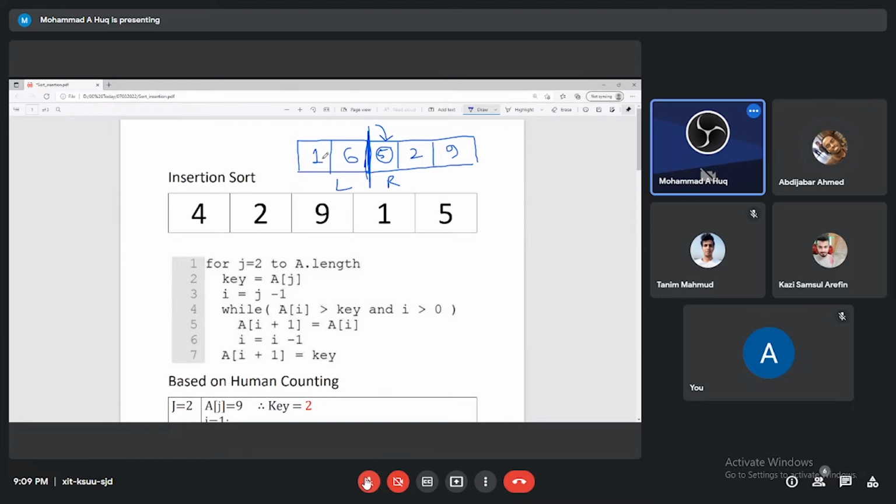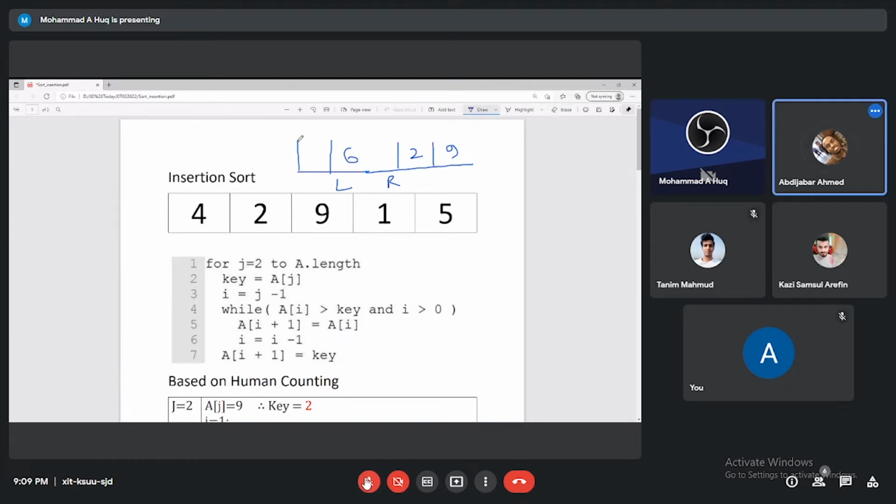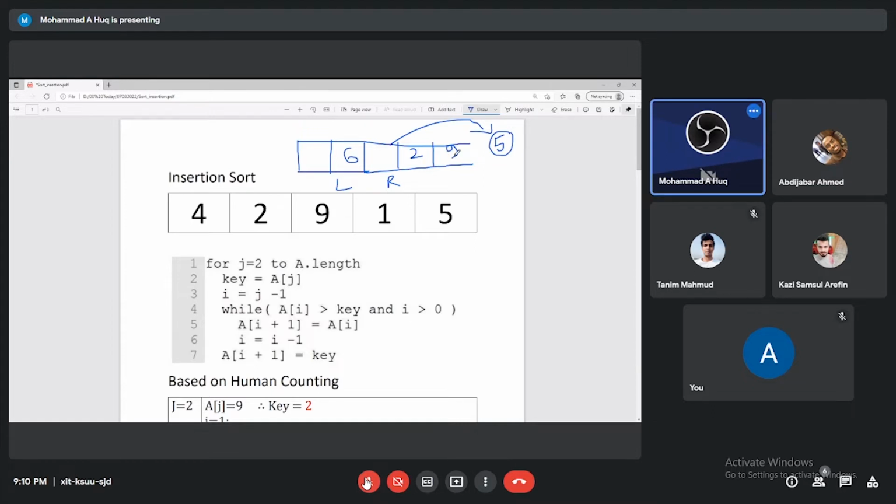It will be between 1 and 6. So what's going to happen? Okay, we had the key element, what was it? 5. Yes, 5. Arifin, can you tell me in Bangla or English, in anything?